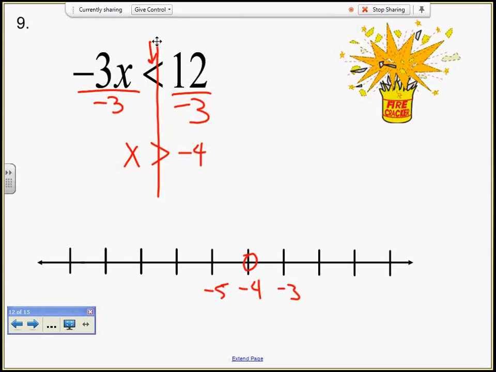That means that my circle is going to be open. I'm going to choose all the values that are bigger than negative 4, because x is greater than negative 4. And let's just test this to make sure. A super easy one to test would be 0, because 0 is going to be included. So if I have negative 3 times 0 is less than 12, that gives me 0 is less than 12. Oh yeah, that works out. I've got the correct side graphed. Those are my solutions.